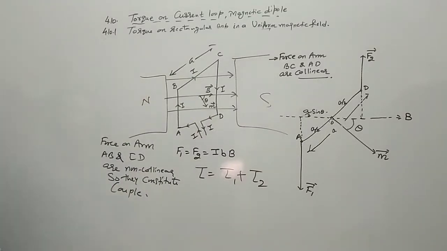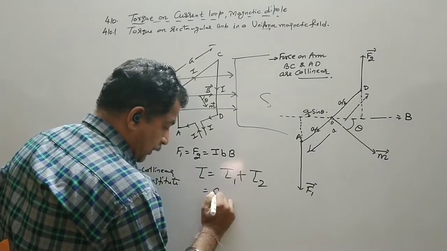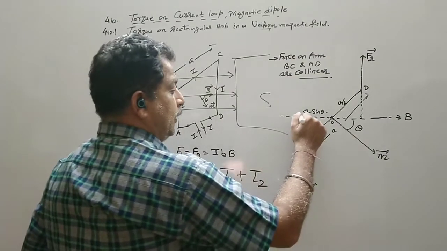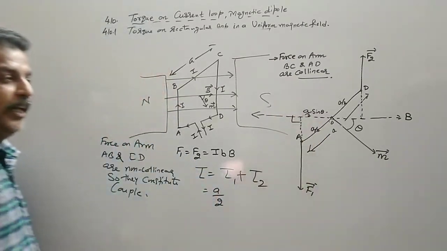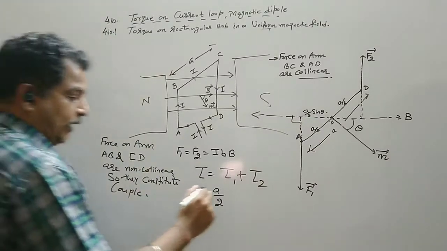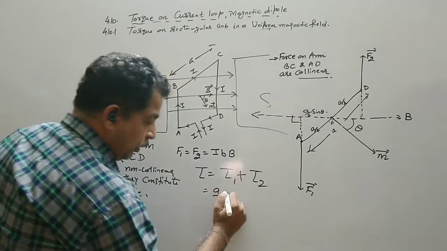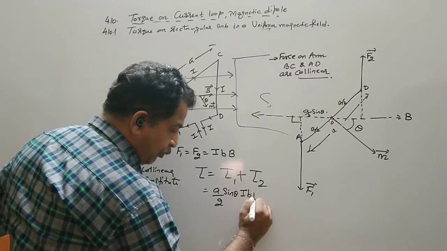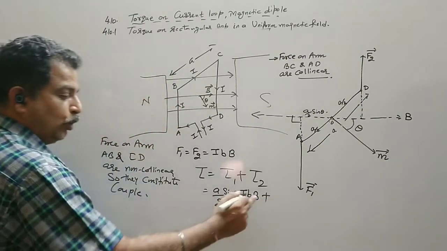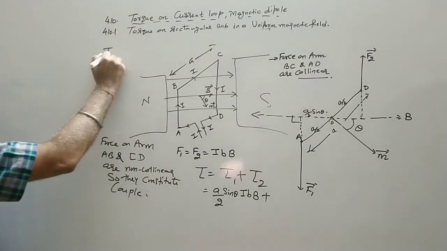Now what should be written? Here we have written A, so I can extend this. Again the angle between these two terms is 90 degrees. So I directly write the magnitude A by 2 sin theta into the magnitude of either force, that is I by B.